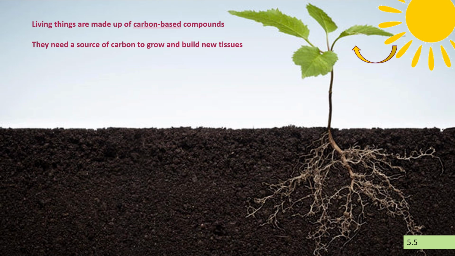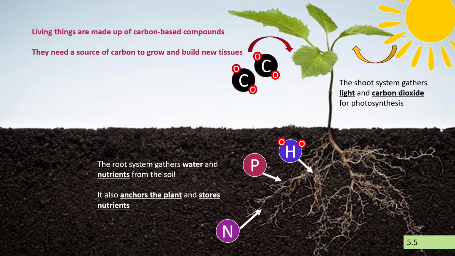Before we get to the answer, let's talk about growth. Plants and all living things on Earth are made up of carbon-based compounds. So for an organism to grow, it needs a source of carbon. Remember when we talked about the resources plants need, that we said they take in carbon dioxide from the air and nutrients like water, phosphorus, and nitrogen from the soil. So if plants are made up of carbon-based molecules, where does that carbon need to be coming from? That's right, it's coming from the carbon dioxide in the air.